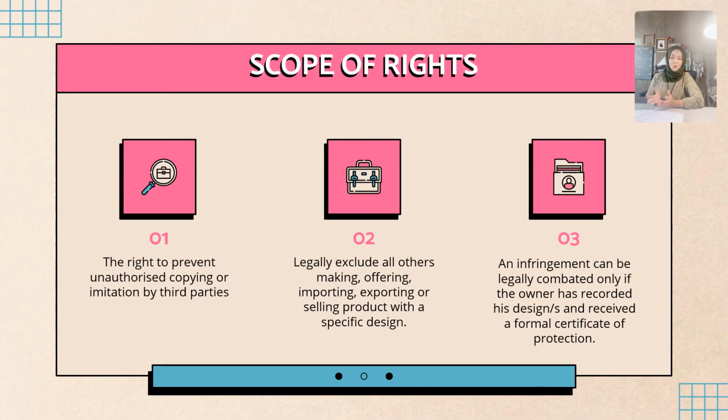And under the scope of right, there are three main scopes. The first is the right to prevent unauthorized copying or imitation by third parties. The next one is to legally exclude all others from making, offering, importing, exporting, or selling the product with a specific design. And the last one is that an infringement can be legally combated only if the owner has recorded his design or received a formal certificate of protection.